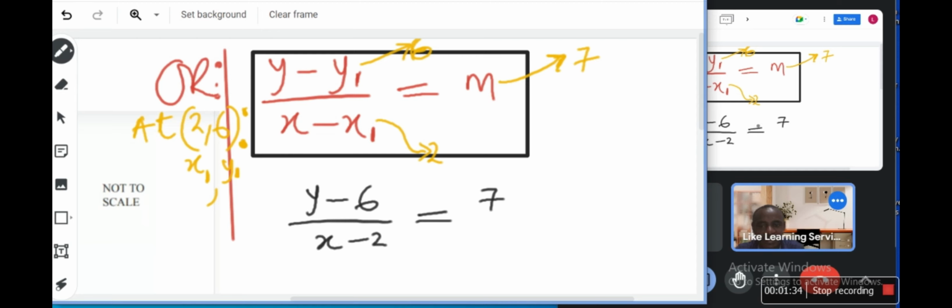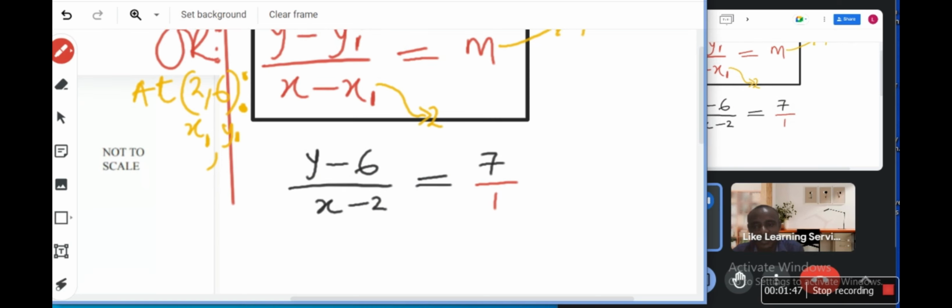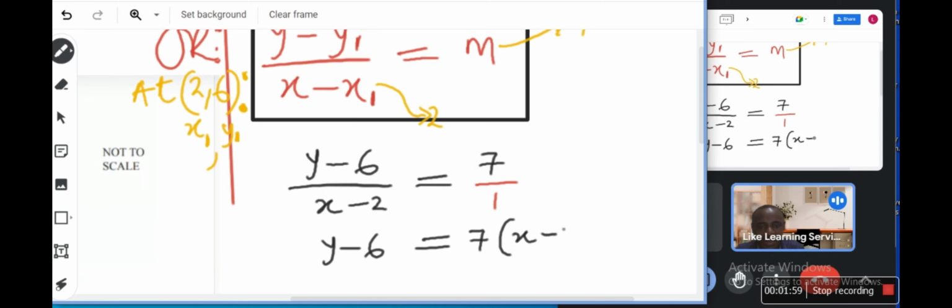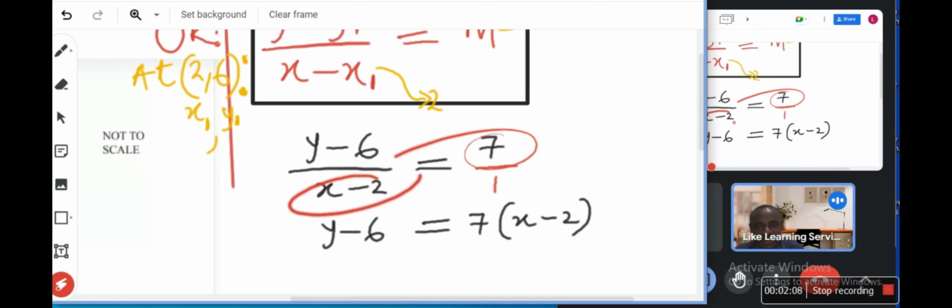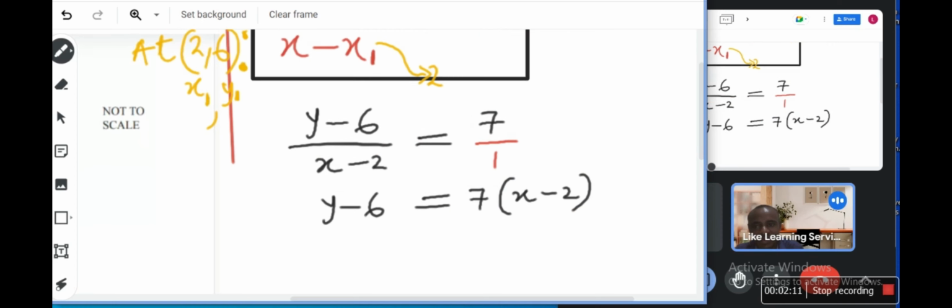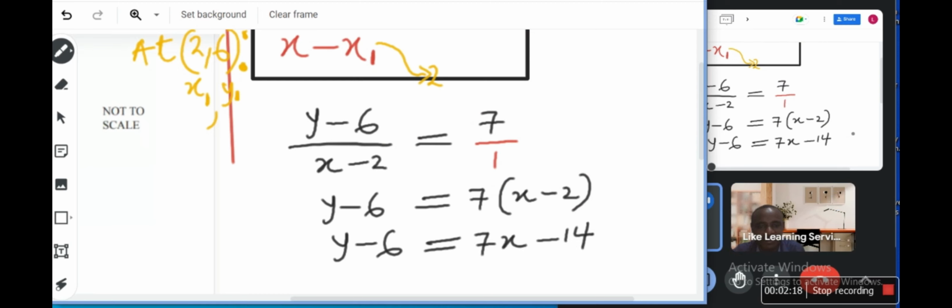Am I right? Yes. It's like saying 7 over 1. So you cross multiply. This times this. What is y minus 6 times 1? Y minus 6. Exactly, that will still give you y minus 6. So this is y minus 6 equal to, what will be 7 times this? That's like saying 7 open a bracket x minus 2, is it not? Yes, sir. So that gives us y minus 6 is equal to 7x minus 14.